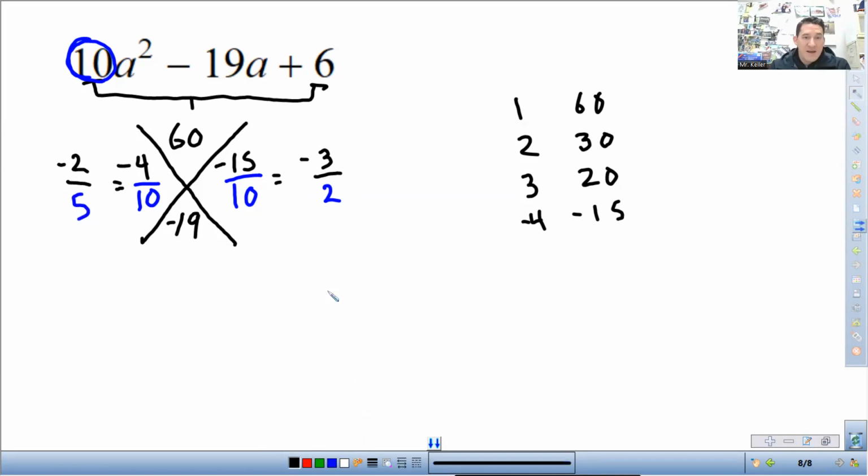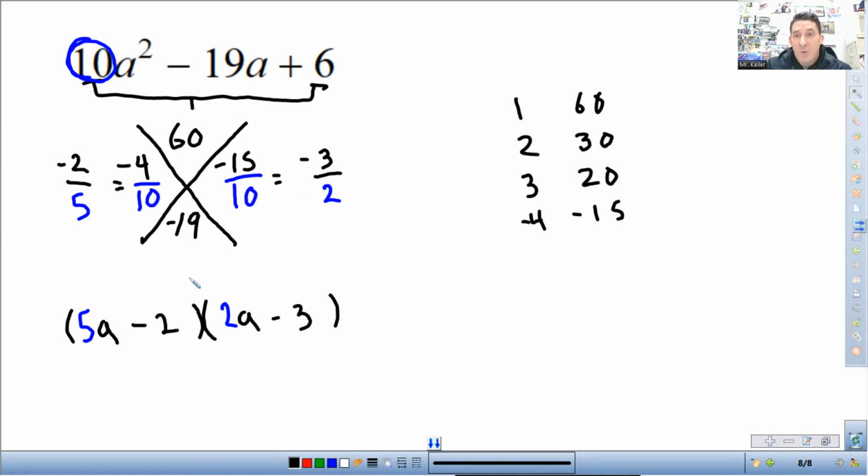All right. And then this is what I'm going to put into my factors. Each factor gets an a. The numbers in the denominators are the coefficients on your variable, so they're going to go in front. The factor I get from this one is going to be 5a minus 2. The factor I get from this one is going to be 2a minus 3. Right? And that is it.